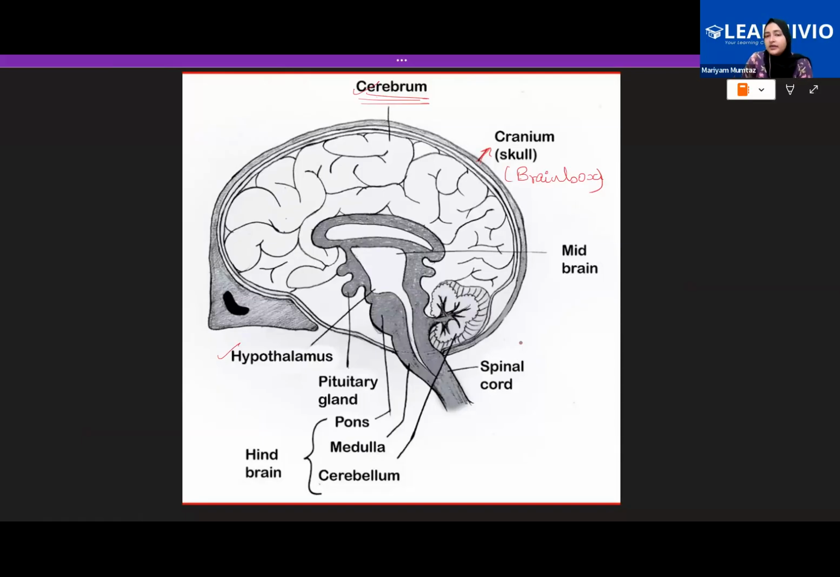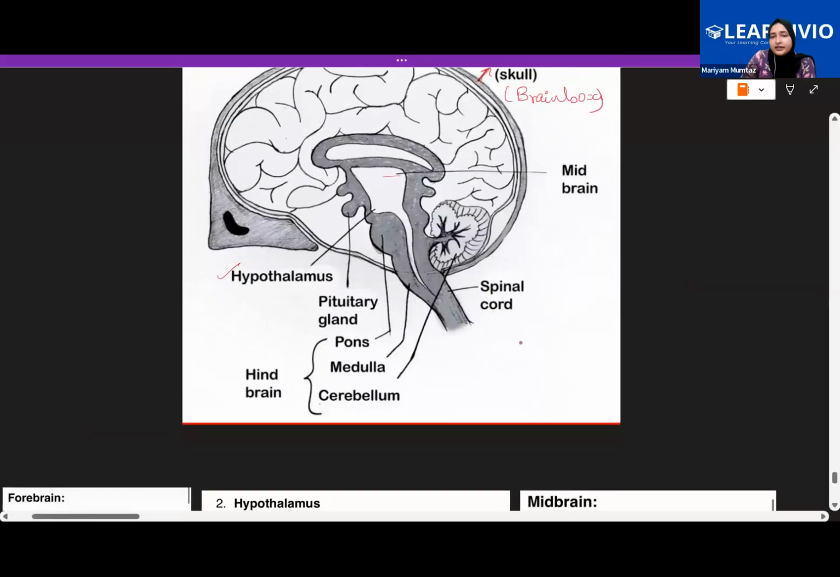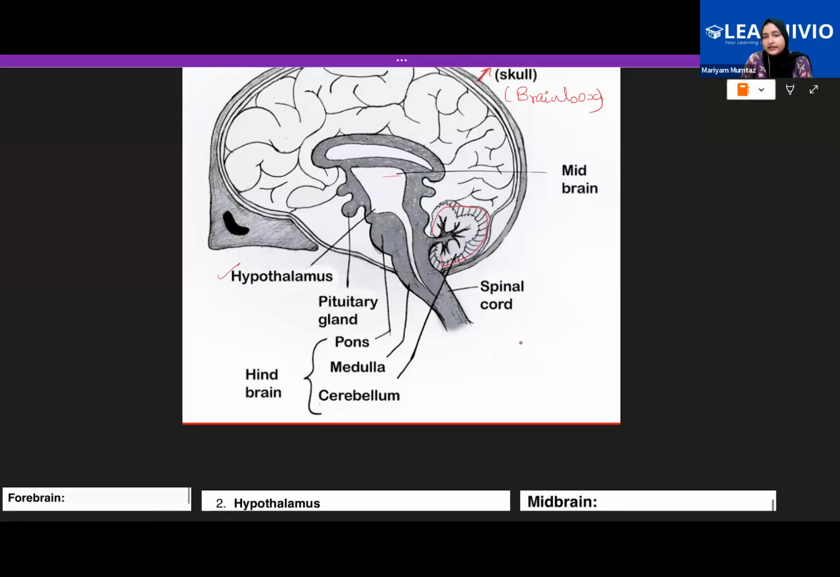And then there comes the midbrain, which is right in the middle, and it connects the forebrain to the hindbrain. And when you talk about the hindbrain, do you see this little portion? This is the cerebellum. Then at the brain stem, there is the medulla and then there is the pons. So these three things together make up the hindbrain.